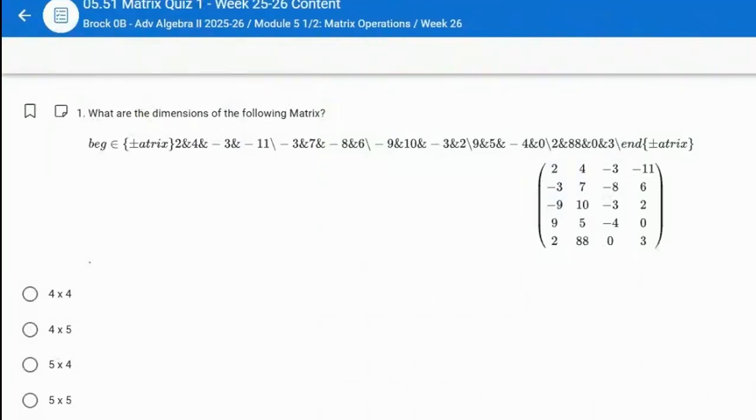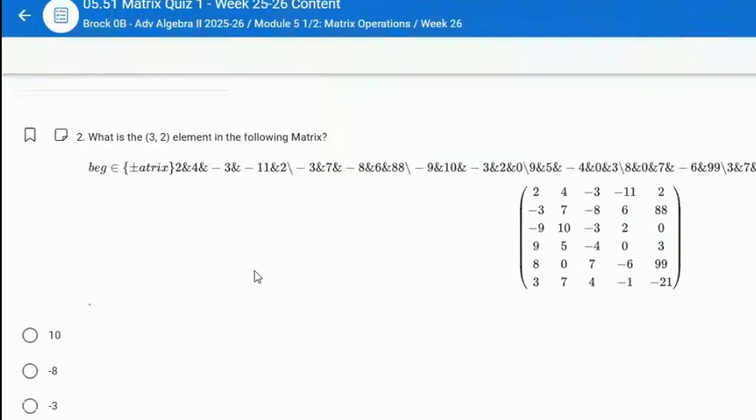So this is reviewing everything we've learned on matrices. What are the dimensions? How many rows and columns? What is the 3, 2 element in this matrix? All right, it's a big matrix, but you can figure out the 3, 2.